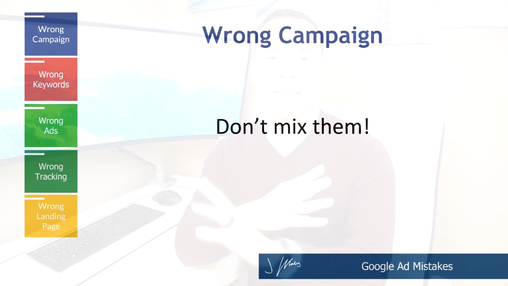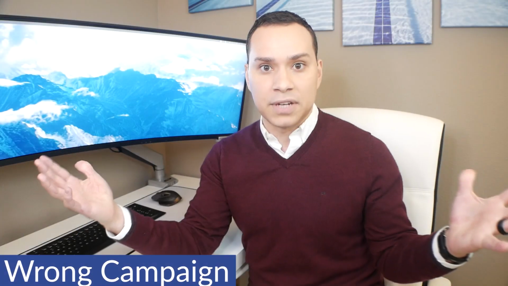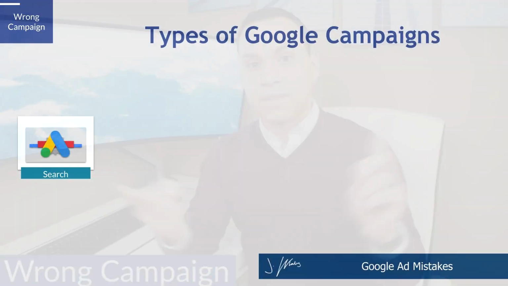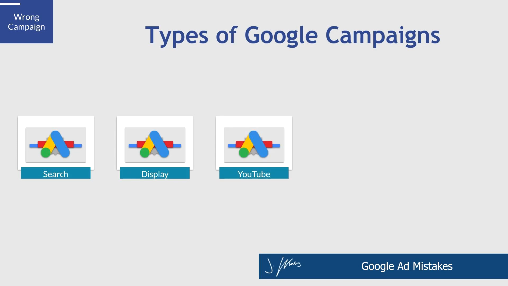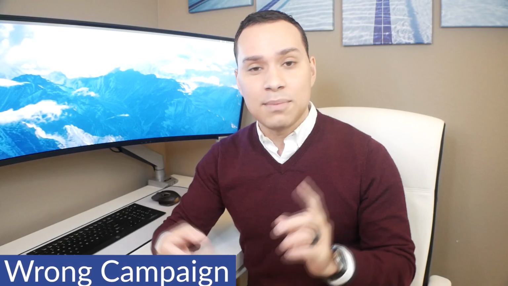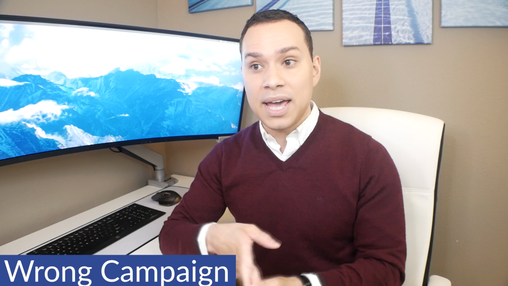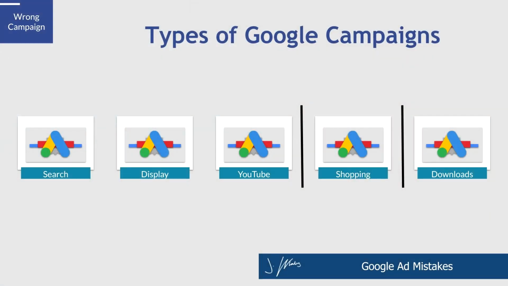Now the first mistake we need to talk about is mixing different campaign types. When it comes to Google Ads, you actually have a lot of different campaign types that you can set up. You have search, you have display, you have YouTube, and then you also have shopping and universal apps, or just app downloads. Now, when it comes to app downloads, shopping, and YouTube, Google does a really good job of telling you, hey, these are separate campaigns and you shouldn't have them together.